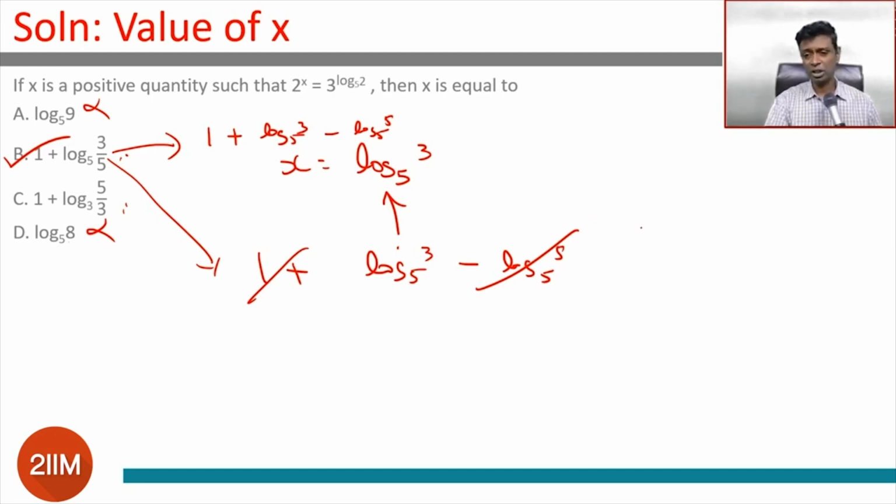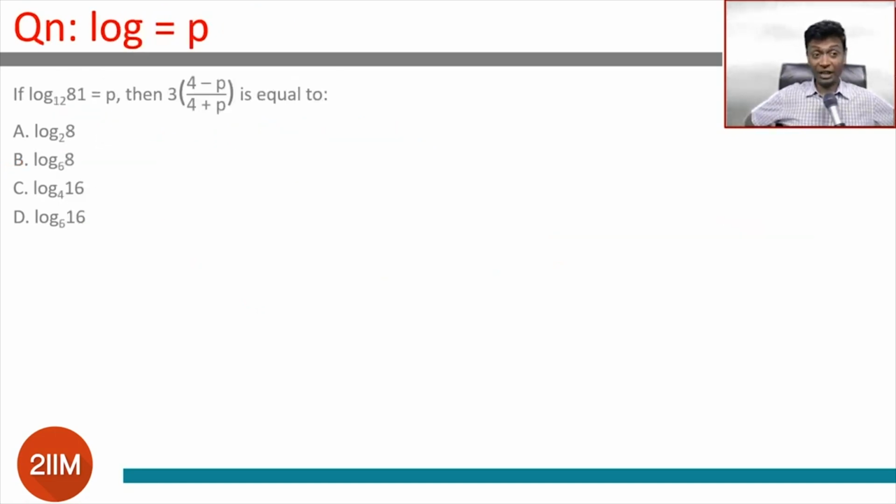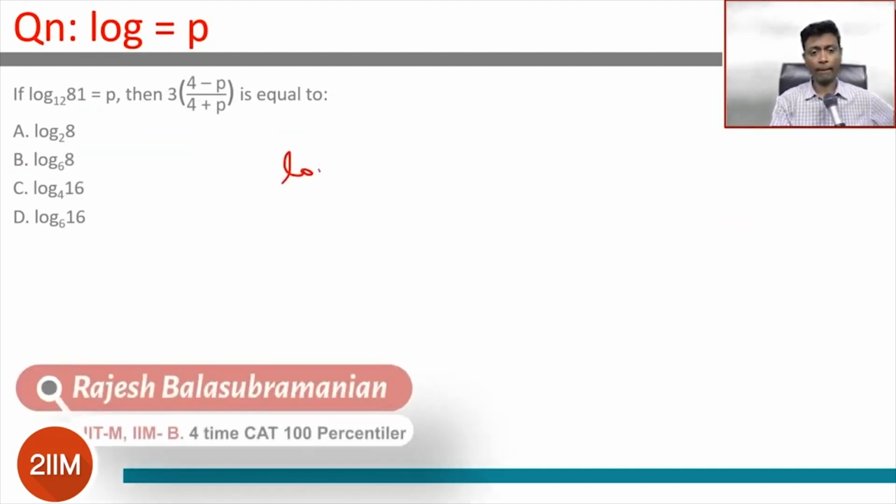Key point, whenever you're given log and exponent, it helps to simplify by taking log on both sides. Once you have taken log on both sides, choose a suitable base. Find the right base in order to be able to simplify that. Wonderful question. Again, a very, very tough question. So let's discuss this seriously. So log 81 to the base 12 is p.